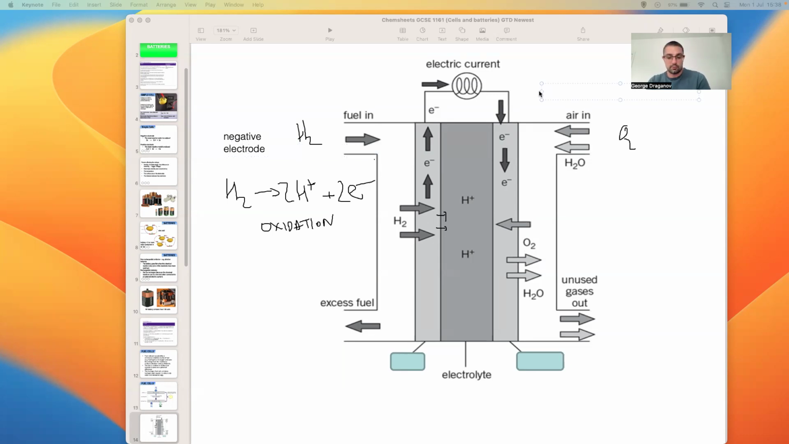And this is the positive electrode, which is going to be, as I told you before, reduction. So we've got negative and positive. Now, the electrons are going to float across to here. So obviously that's the other way around again, compared to electrolysis, where it's going to get from the positive to the negative. This is going the other way.